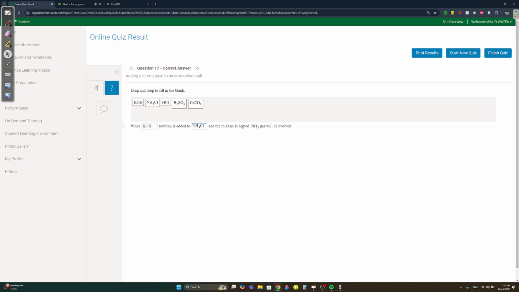When something is added to something, NH3 gas will be evolved. The only reaction we studied now for chapter 3 that has NH3 gas being evolved is a base plus ammonium salt. What's the base here? KOH. What's the ammonium salt? The only thing that has NH4, it's NH4Cl. It doesn't get simpler than that. Because base plus ammonium salt gets you salt plus NH3.